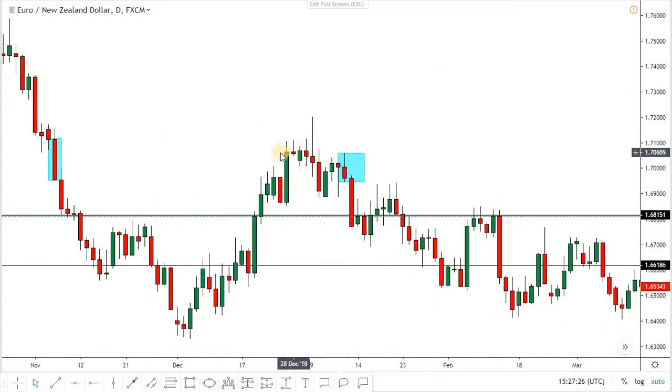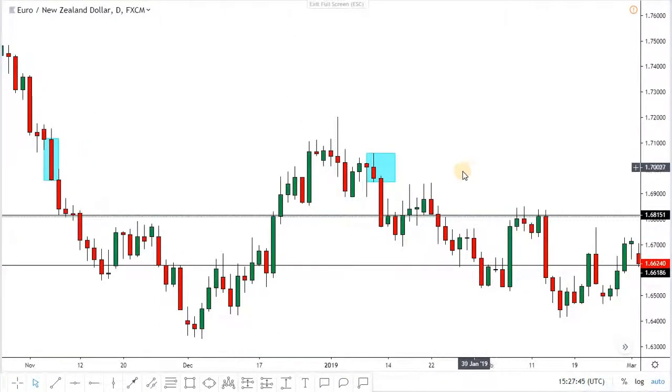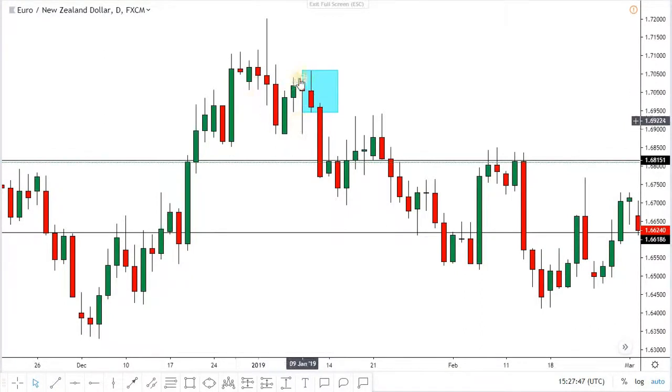Actually, in this area we had multiple signals. We had a doji and also another doji, so those were like warning signals: be careful, the price will reverse. And then what happened? We had this confirmation signal of a shooting star, so this should have been a very good area for trading and a very good area of signals. A doji, almost a doji, and then a shooting star.